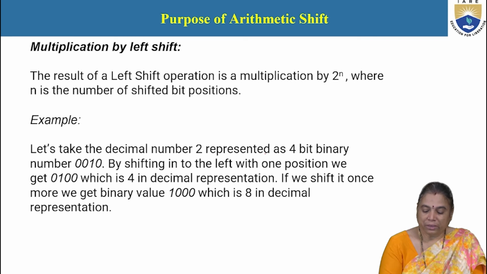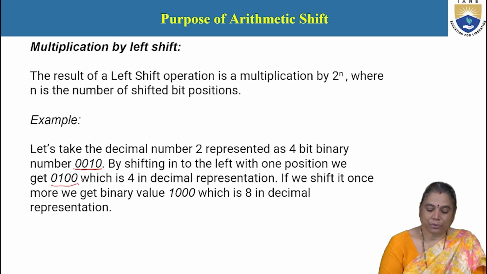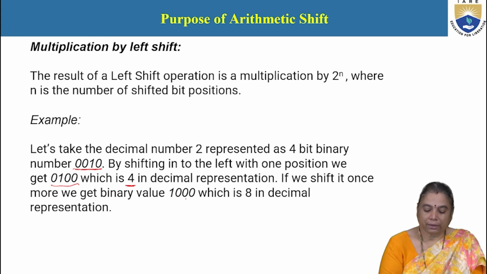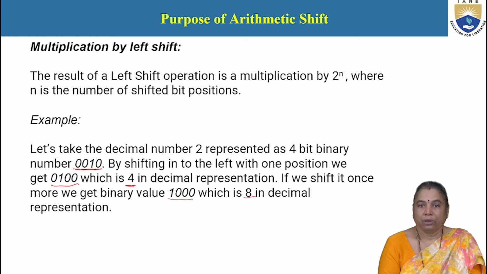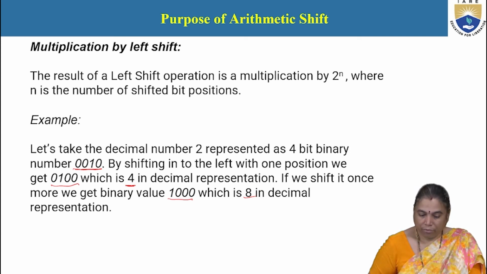A decimal number 2 is represented as a 4-bit number. This is the value 2 represented in 4-bit binary, 0010. By shifting to the left by one position, we get 0100, which is equivalent to the value 4 in decimal representation. If you shift it once more, we get the value equivalent to 8 in decimal representation. So it supports multiplication by powers of 2.